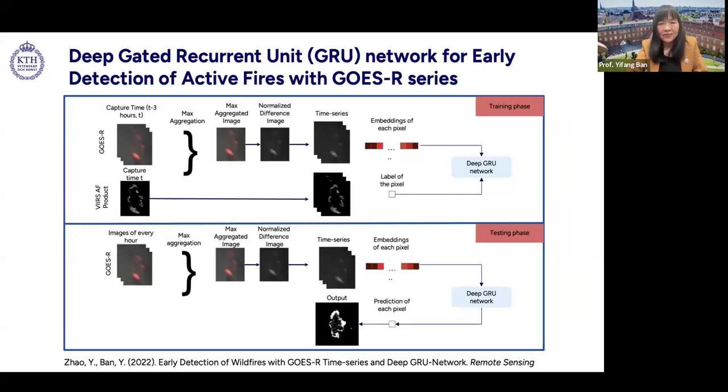So let's see the methodology. We use the deep GRU network for early detection of active fires. We compared with the GOES official products to see, are we detecting those earlier than the reported time or later? And also, are we detecting it more reliably? If you're interested, I don't have time to really go through the details of the methodology, so check out the paper published in 2022.